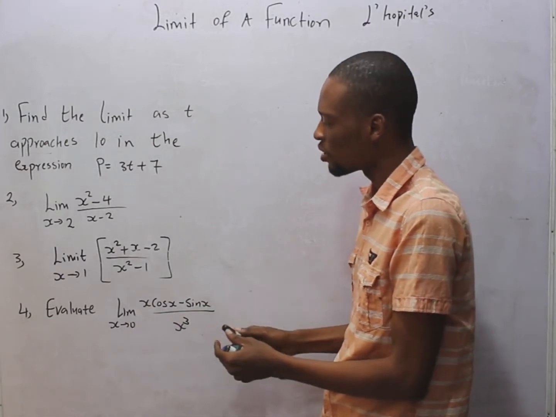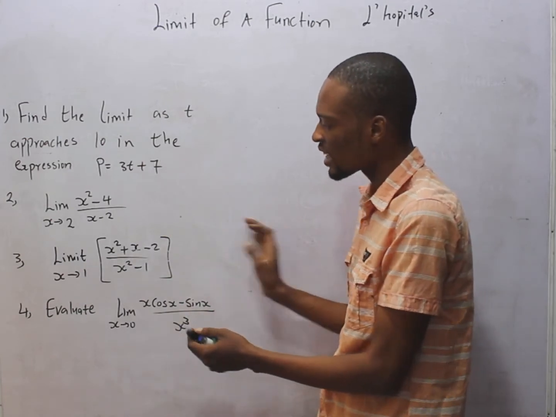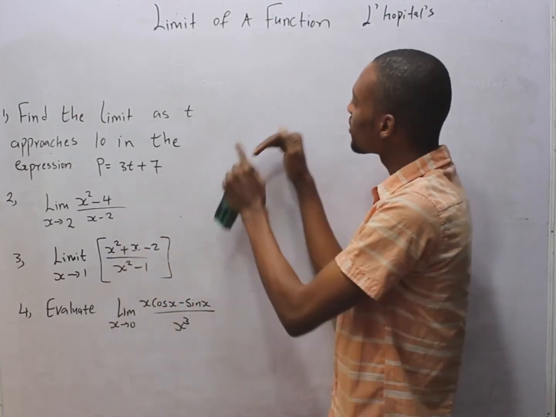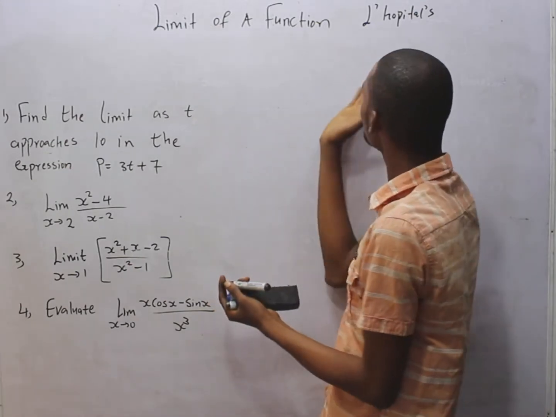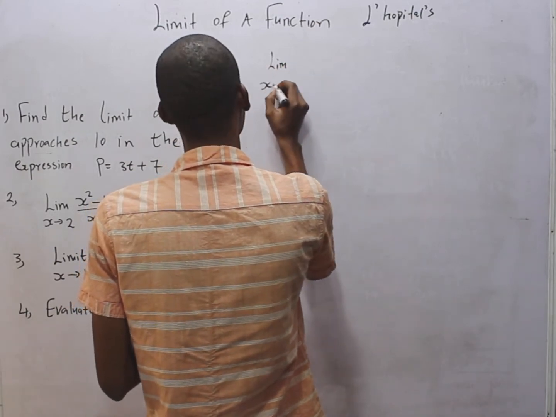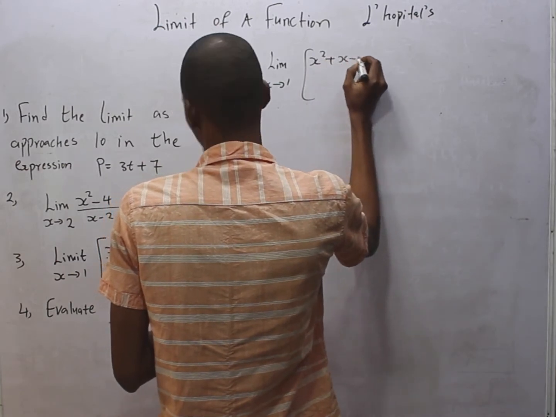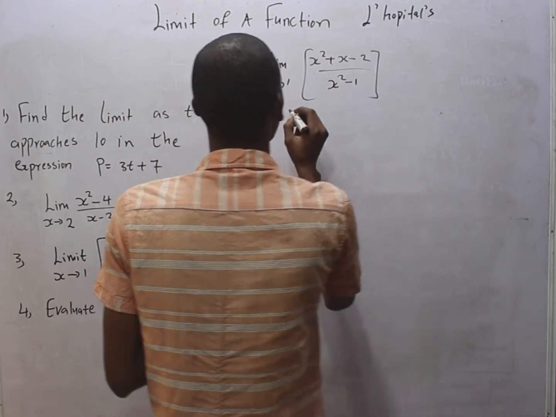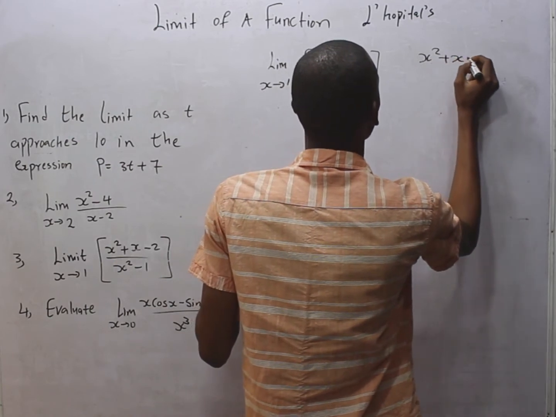That is L'Hopital's rule. The differentiation is not the standard differentiation. You don't apply the product rule or quotient rule. You simply differentiate the numerator, keep your answer. You differentiate the denominator, keep your answer. That is L'Hopital's rule. So in this case, the limit as S tends to 1 of S squared plus S minus 2 over S squared minus 1.